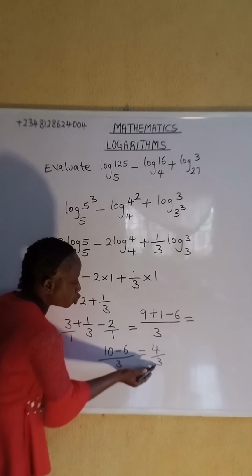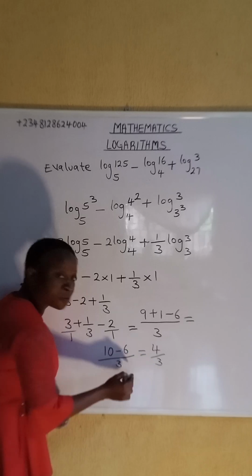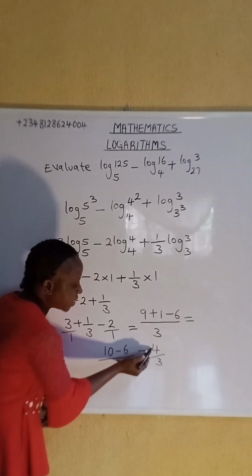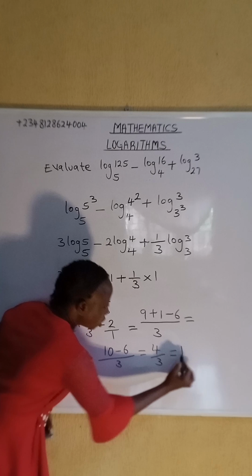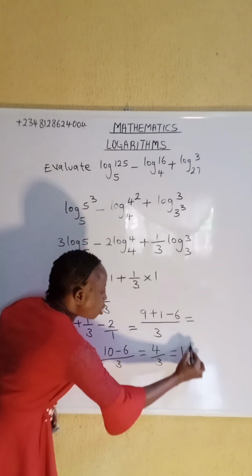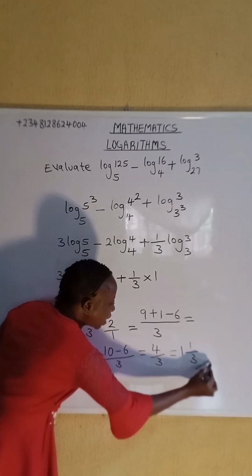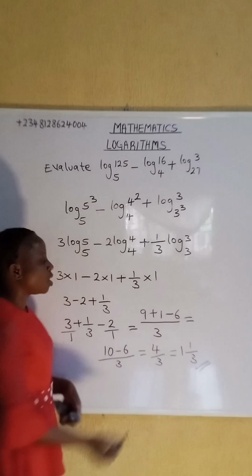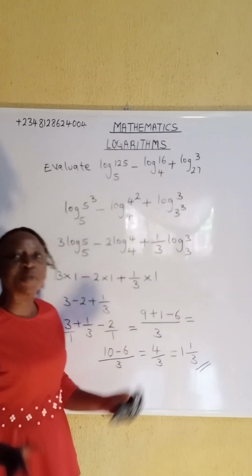So we can change it to a mixed fraction. How many 3 can we get in 4? That is 1. Remainder 1 divided by 3. So the final answer is 1 whole number 1 over 3. It's as simple as that.